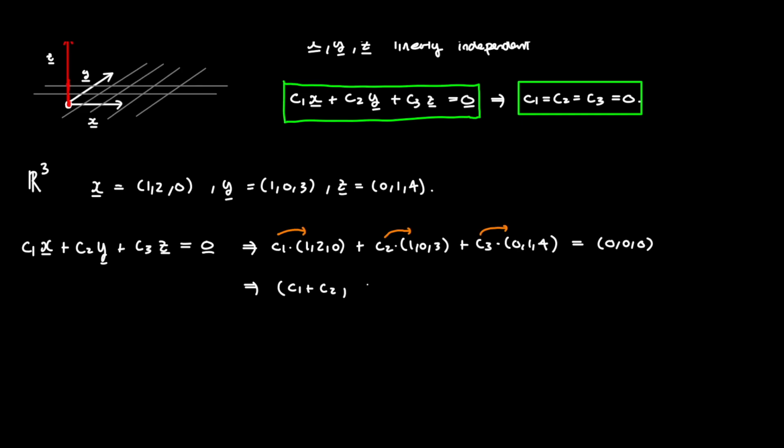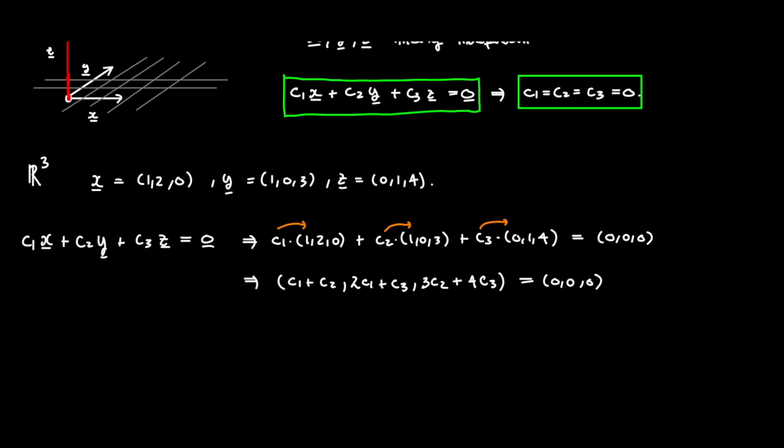And then the next component is going to be 2 times C1 plus C2 times 0 plus C3 times 1. So we're just going to get C3 here. Okay, good. And then lastly, we're going to have C1 times 0 plus C2 times 3 plus C3 times 4. Fantastic. So this vector needs to be equal to 0.